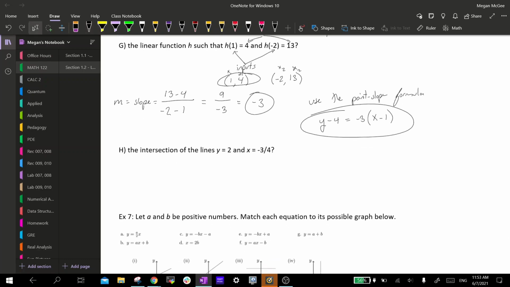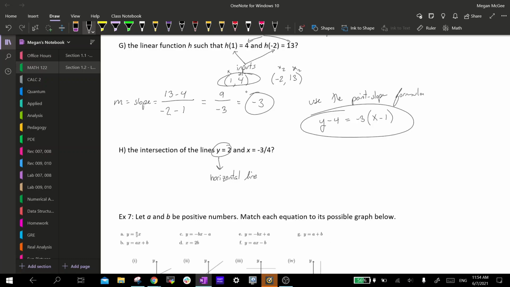And finally, part H asks us to find the intersection of the line y is equal to 2 and the line x is equal to negative 3/4. Well, according to a little bit of the work we've done previously, y is equal to 2. What kind of line is this going to be? Does it have a slope? This is going to be a horizontal line. So the slope is 0. Alright, it technically has a slope, right? It's just the slope is 0.